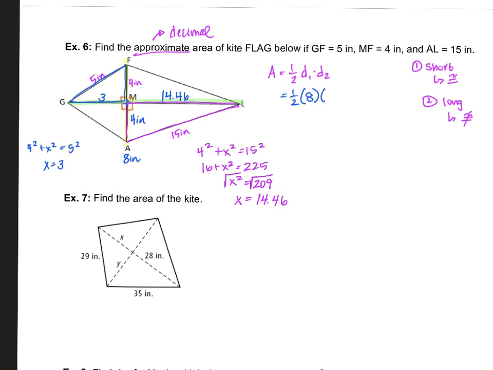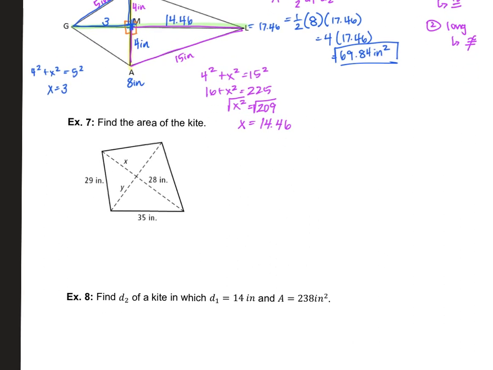Okay, so I know each piece of that long diagonal, so now I can add them together to know that the total of diagonal GL is 17.46. So I can take that and plug it right into my formula. Okay, so half of 8 is 4, times 17.46 is going to give us 69.84 inches squared.